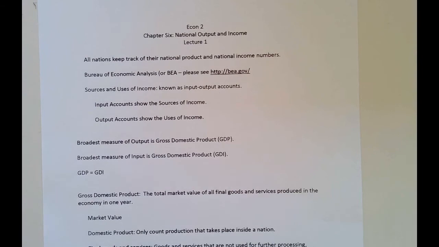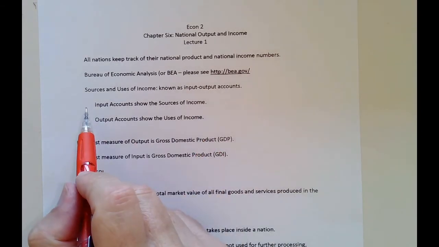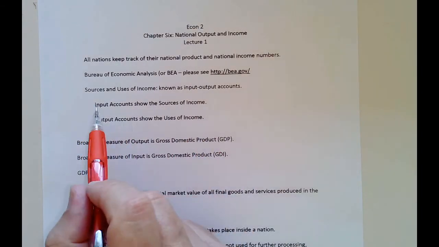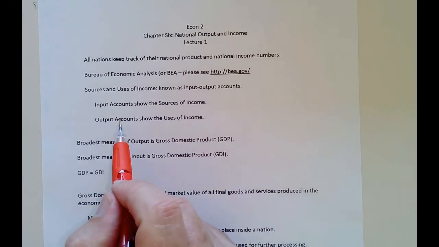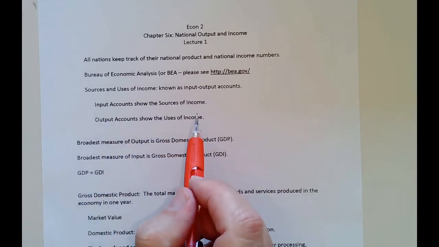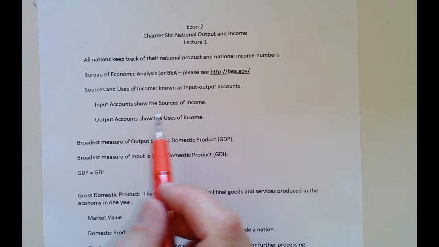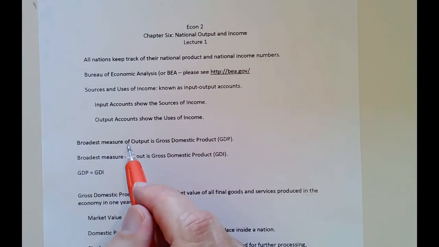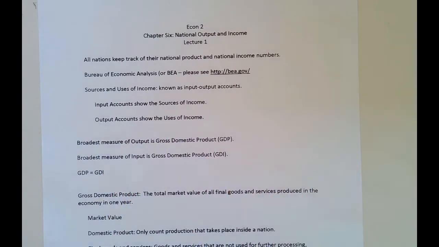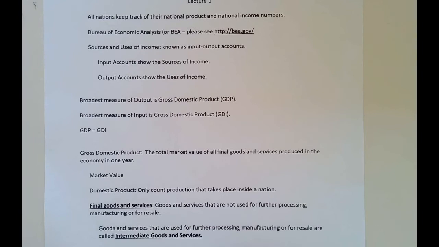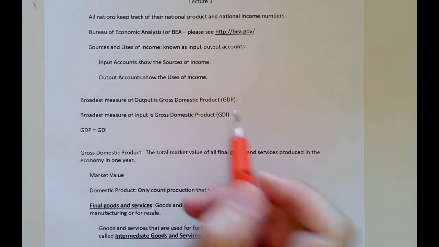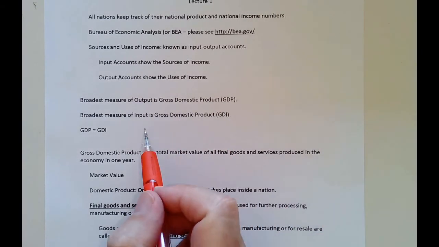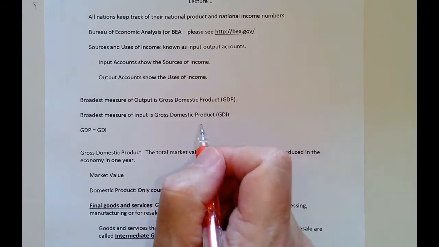And these national input and national output accounts are known as sources and uses of income, and these become input-output accounts. Input accounts show the sources of income, so it shows where income comes from, and then the output accounts show where the income goes, where we spend it. And so the broadest measurement of our output, where money goes, and what we produce, which is the same thing, is gross domestic product. And the broadest measurement of input is called gross domestic income.